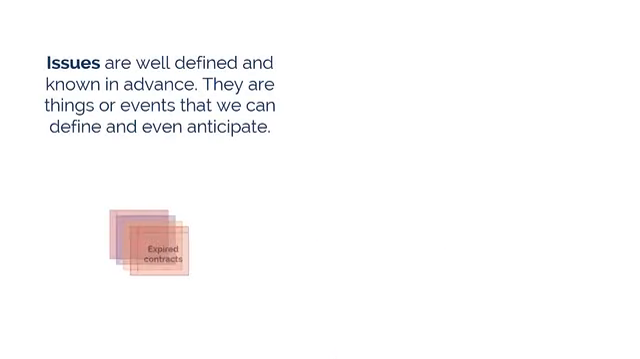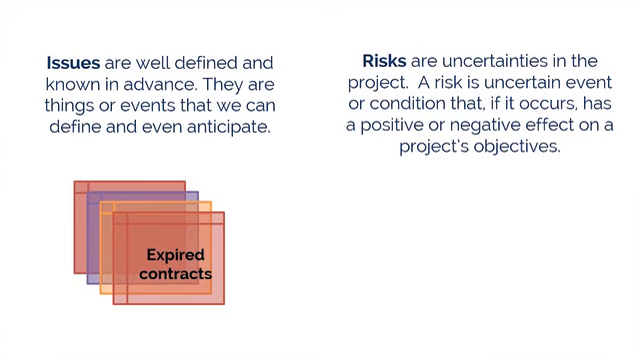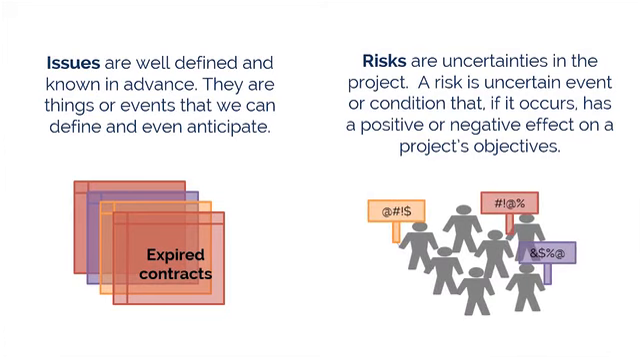Finally, it is important to know the difference between risks and issues. Issues are things, events that we can define and even anticipate. For example, we know that a contract is expiring. Risks, however, are the future uncertainties in the project. For example, a risk could be that the employees will go on a strike.